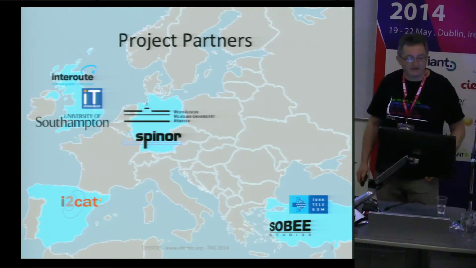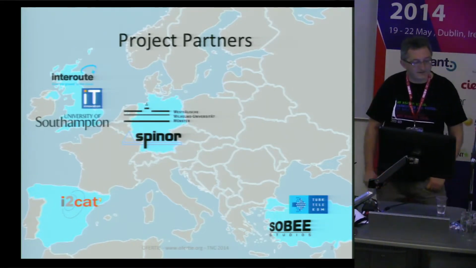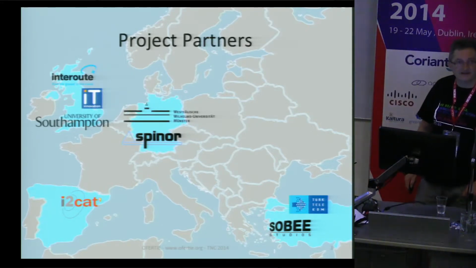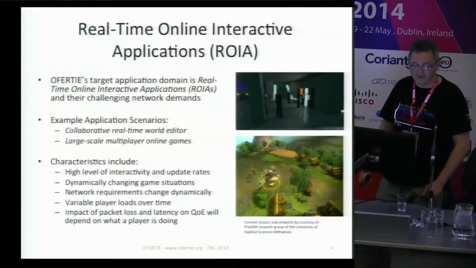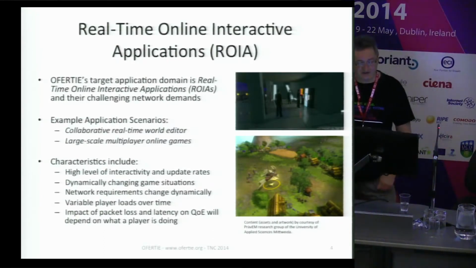The project partners are involved; you've seen some of them on the first slide. There's ourselves at the University of Southampton, Interroute as an ISP partner, I2CAT, a research institute in Barcelona, Sobi, another application developer and game developer, and Spinor, who have the 3D world editor. Here are some screenshots of the type of things they produce.